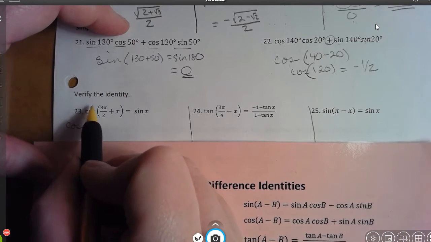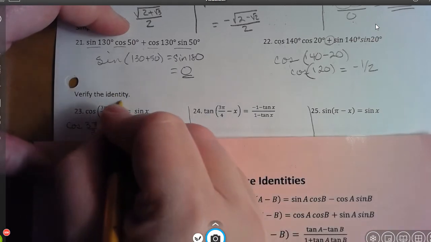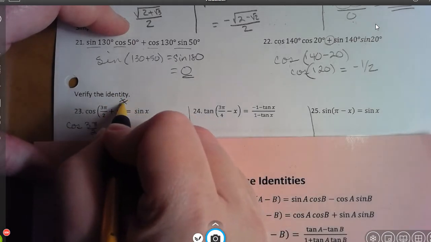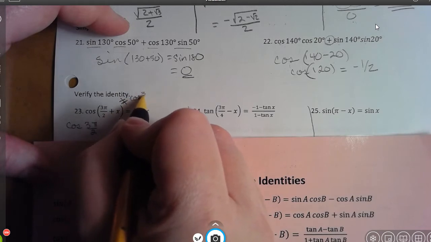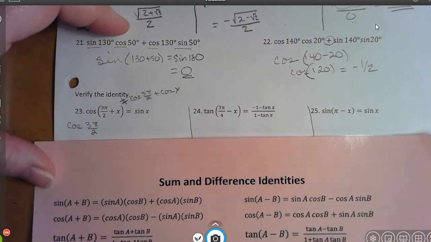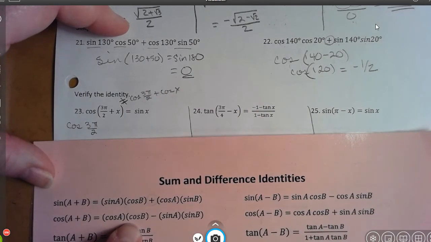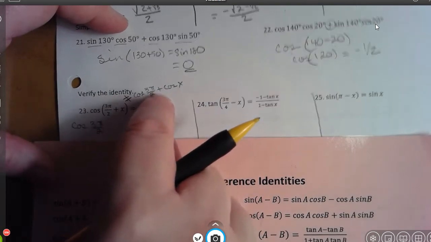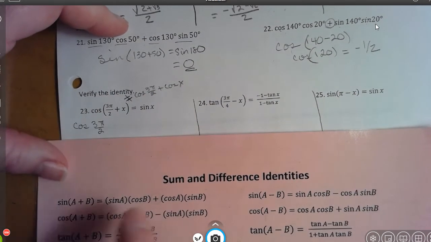And guys, I cannot tell you how many people thought it is not this. Cosine of 3 pi over 2 plus cosine x. That is not what this says right here. No, no, no. Don't do it. Stop thinking this way and follow the rules that you have.